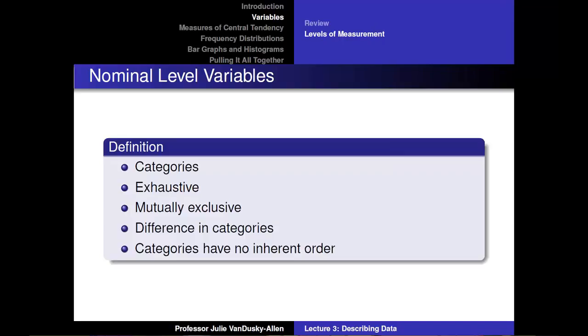Nominal level variables divide the subjects or observations in your variable into different categories. The categories are exhaustive, meaning that you include all the possible categories. The categories are also mutually exclusive, meaning that you can only place a subject or observation in your dataset into one of the categories. And note, while there is a numerical difference in categories, there is no inherent order in the data. One category is not greater than another.